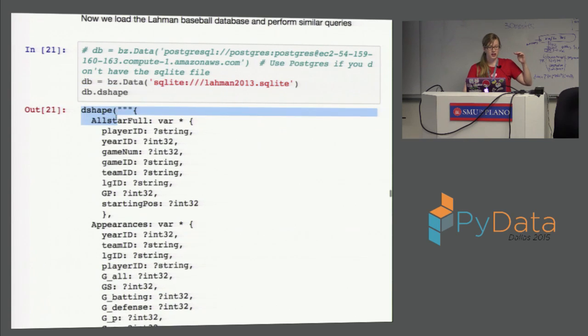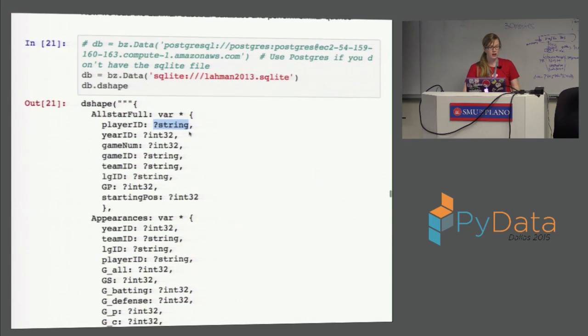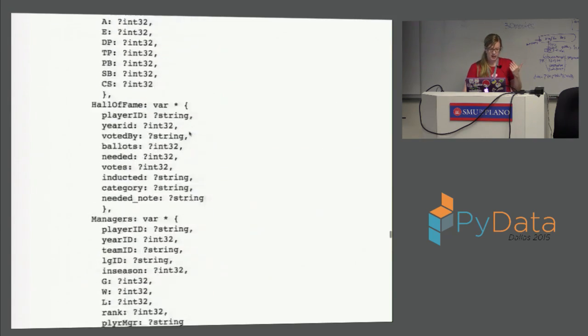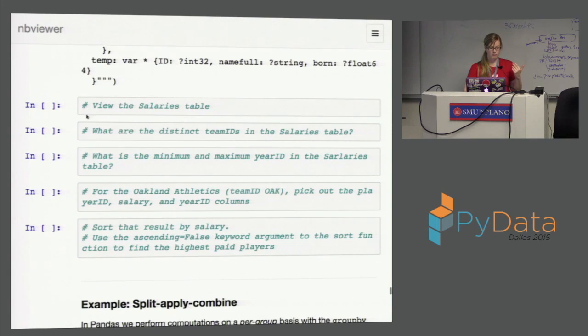With data shape, you can see, okay, I have this all-star pool table with all these columns, and it also guesses what the types of your columns are with the discover method. You can see all of that. And then I have a thing at the end. I have 5 exercises, so just try and reply to them. I'll give you maybe 5-10 minutes.